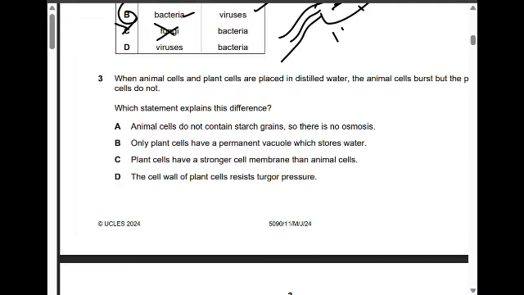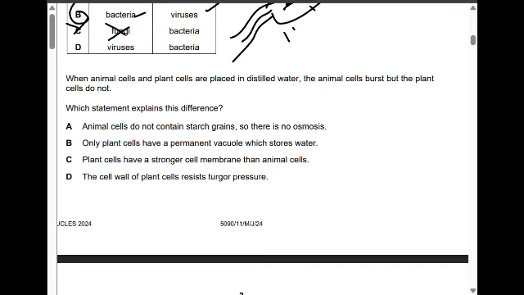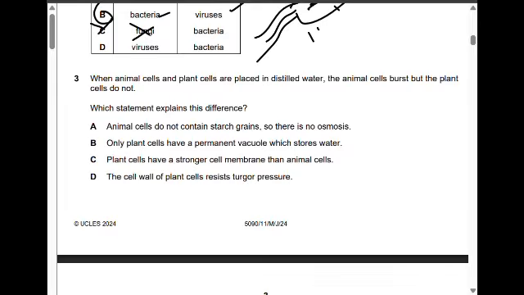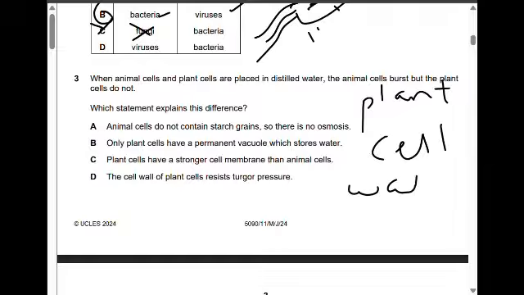It says, when animal cells and plant cells are placed in distilled water, the animal cells burst, but the plant cells do not. Which statement explains this difference? Bursting of the cell usually depends on the cell wall. Animal cells do not have a cell wall, whereas plant cells do. So we have option D, which says the cell wall of plant cells resists pressure. So this is the correct answer. So circle that.